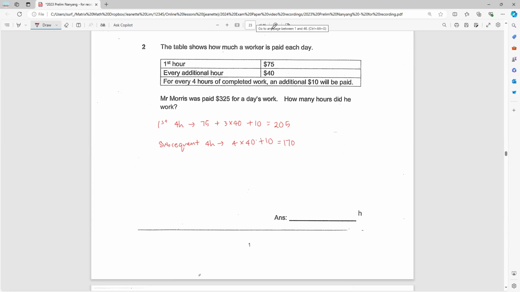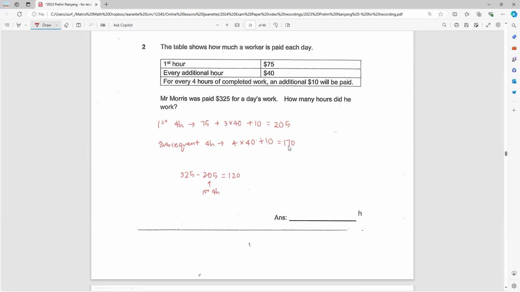So let's take away the first 4 hours first. 325 minus 205. Let's see how much is left. This is 120. 120 is definitely less than 4 hours for the next set of 4 hours. So we know that he completed at least 4 hours because 205 is the first 4 hours.